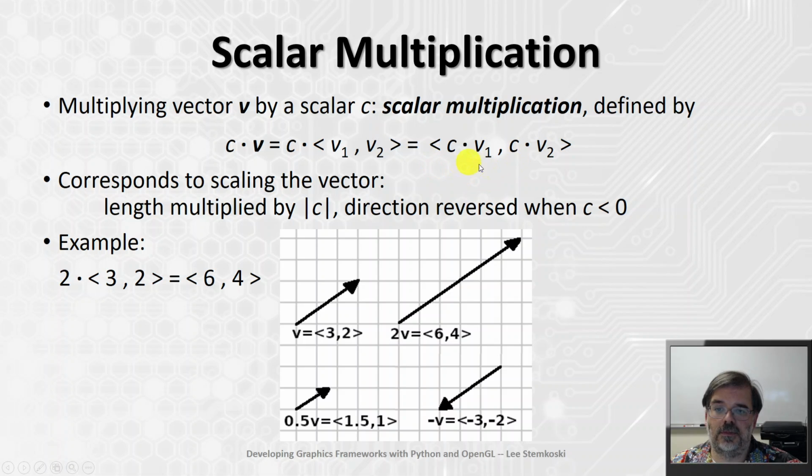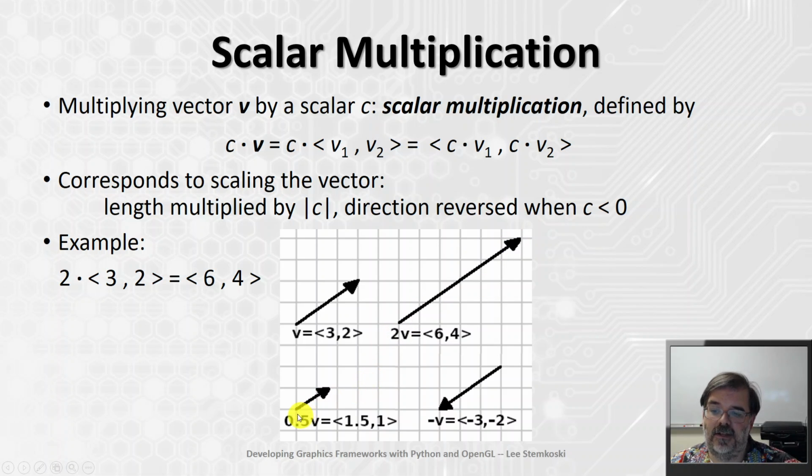And this corresponds to either stretching or shrinking, or in other words, scaling the vector. The length of the vector is multiplied by the absolute value of c. And if c happens to be negative, the direction is reversed. So for example, if we start out with a vector (3, 2), if we were to multiply that by 2, we'd end up with a vector (6, 4), which points along the same direction but is twice as long.